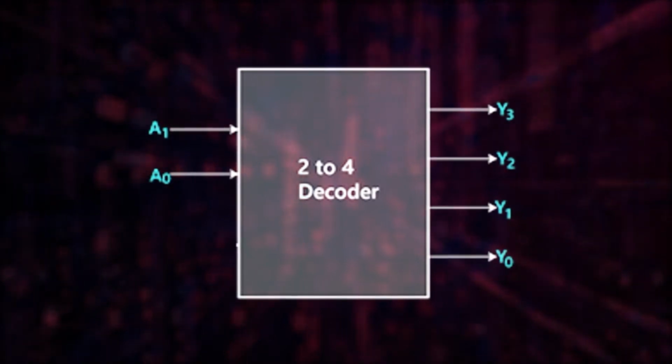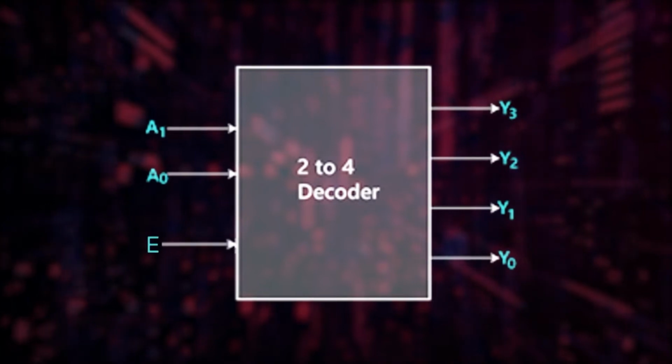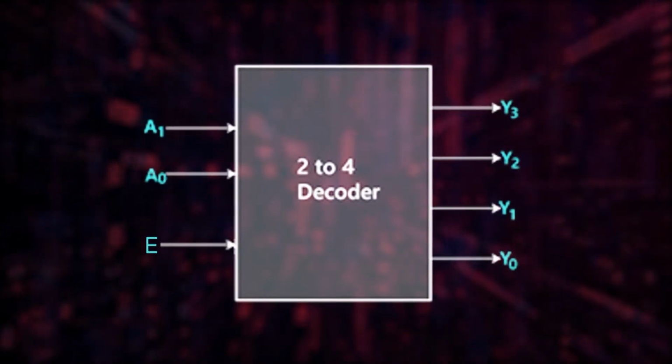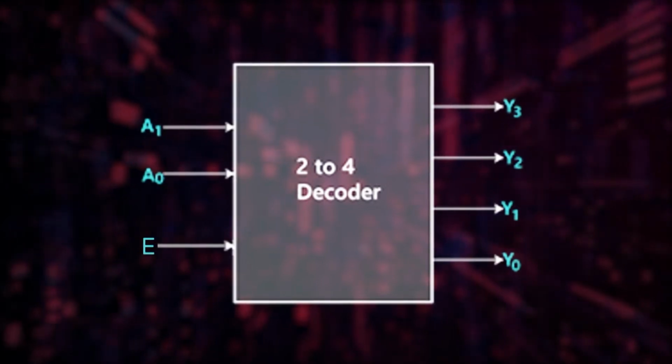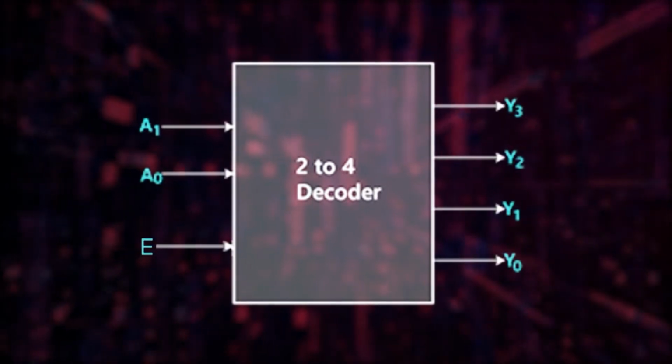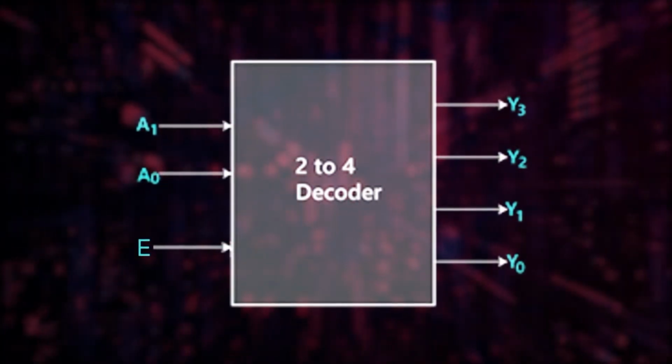A decoder usually has one more additional input line called enable. This is used to enable or disable the decoder. The output will be generated only when the enable signal is high. This signal can also be shown in the logic diagram.